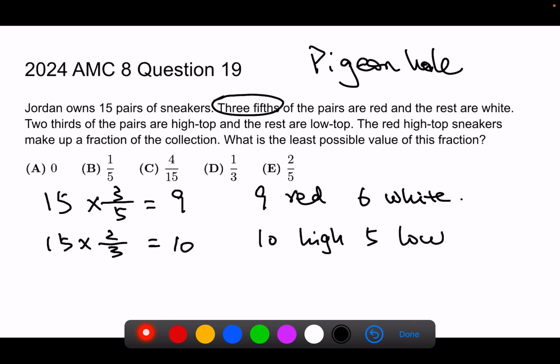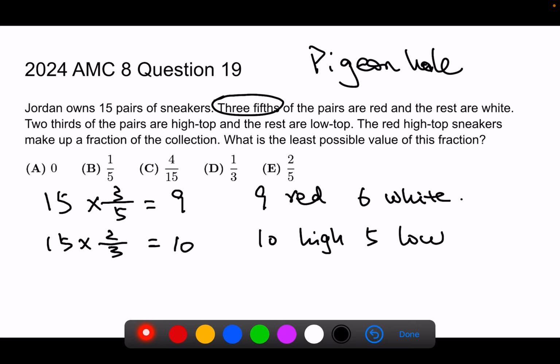You are not trying to maximize it because maximize is easy. Right? You have 9 red, you have 10 high. So if you want to maximize this number, it's going to be just 9. But this time you want to minimize this number, which means you want to push red and high as far away as possible. So for this question, I'll use a graphical way to show how to do the calculation. In the end, I'm going to show you an equation, but that's in the end. I'll use a picture to make sure you understand how this works.